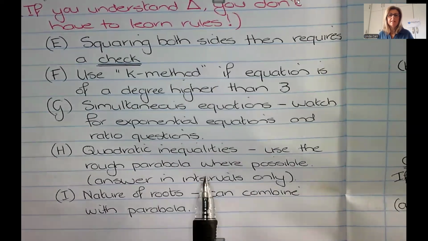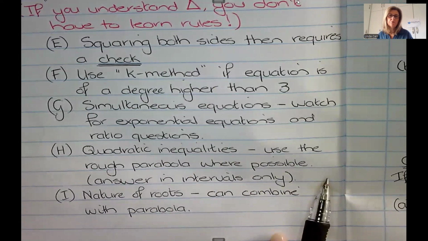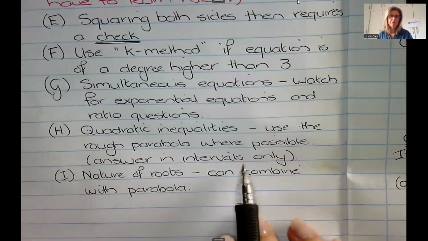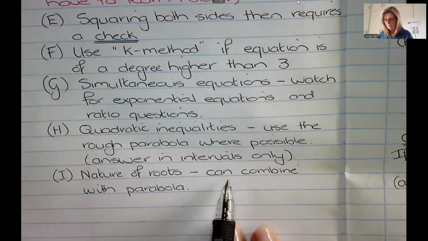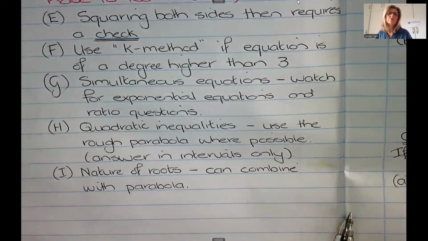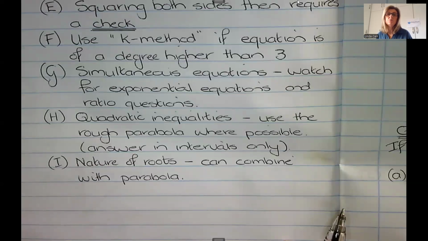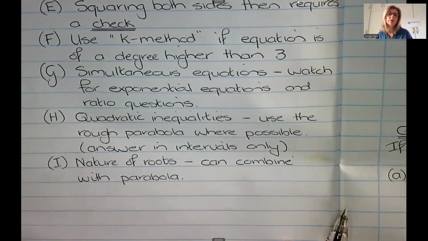Then your quadratic inequalities. Remember that you can use a parabola as part of your working. And in quadratic inequalities, you will give your answer in intervals. And then lastly, the nature of roots. Just be aware that nature of roots doesn't have to be a standalone question. The nature of roots could well be part of a parabola question. It even comes up in analytical geometry, more likely in grade 12 there, with a circle and a straight line.